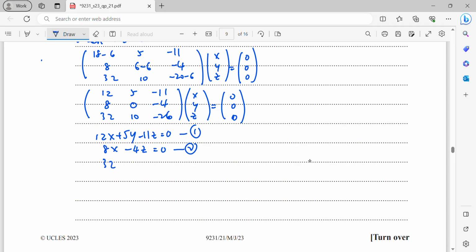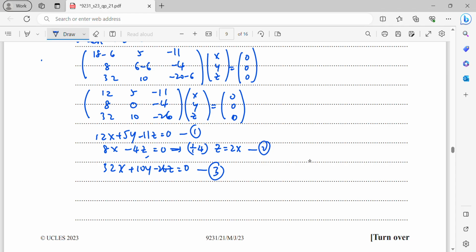Then 32x plus 10y minus 26z equals to 0. That is my third equation. Okay, so from the second equation, basically we can divide the whole equation by 4. To save the space, I can divide by 4, and then I will get the z as the subject. So my z is basically 2x. This is my second equation.